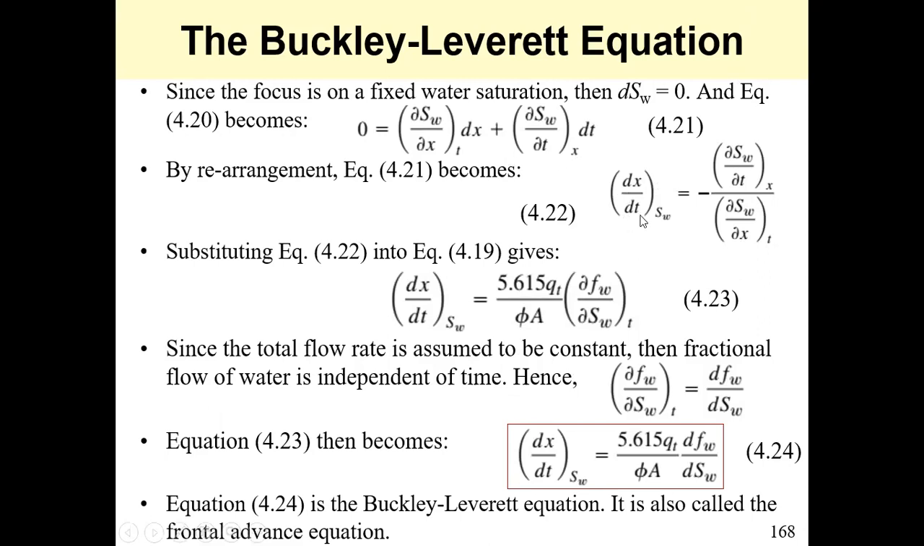And you see that the derivative of distance with time at a given saturation is given by this ratio. So if you substitute equation 4.22 into 4.19, remember 4.19 is this equation, you would have dx/dt, which is the velocity of the constant saturation plane, as a function of the fractional flow of water. Since the total flow rate is assumed to be constant, the fractional flow of water is independent of time. Hence equation 4.23 becomes equation 4.24, which is the Buckley-Leverett equation, also called the frontal advance equation. So this is the equation of interest.